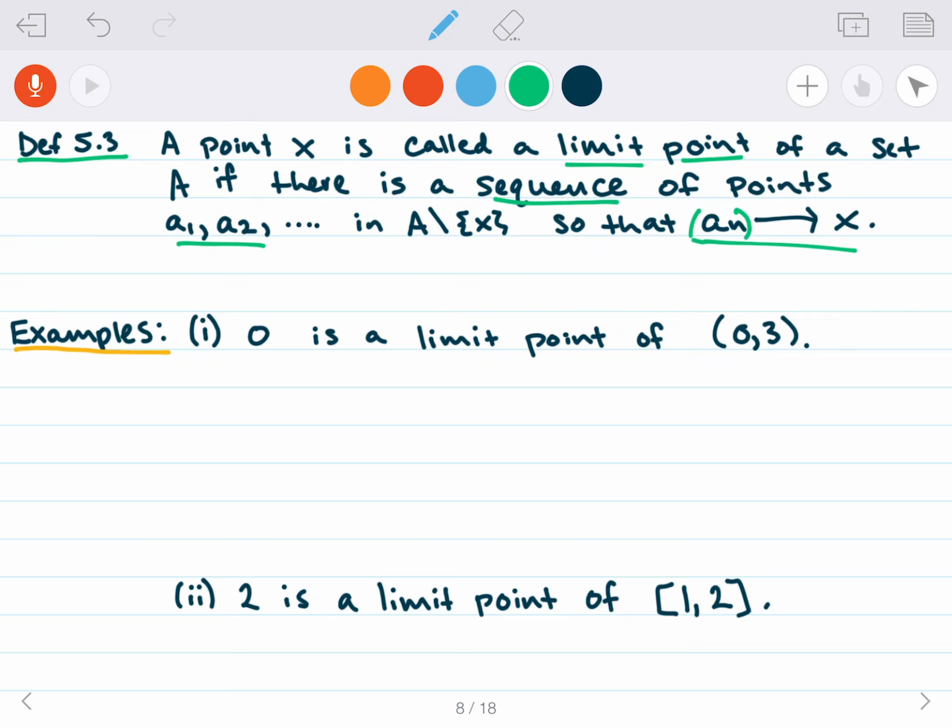It's actually just what you think it means. We talked about limits of sequences, and so there's this sequence that has a limit, and none of the members of the sequence are the limit itself, and the entire sequence is living in a set. So let's do some examples with this.